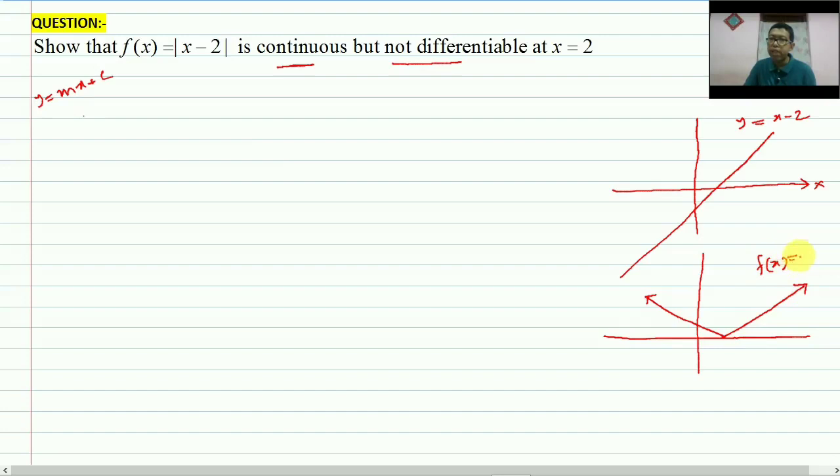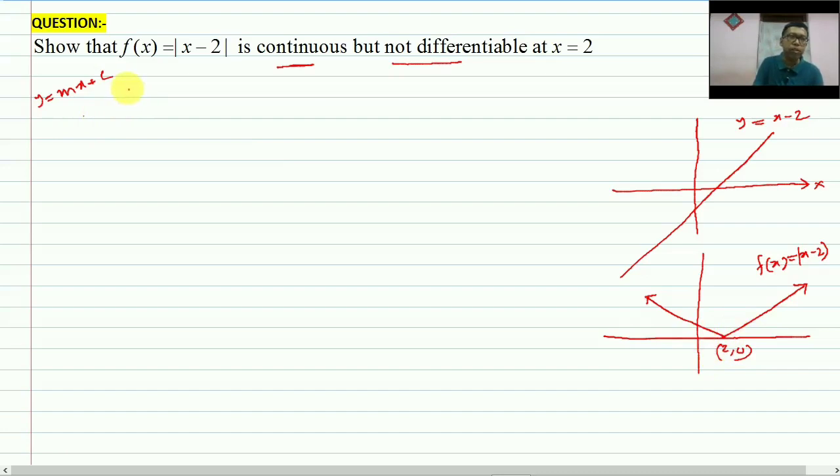This is the given function f of x is equal to modulus of x minus 2, and obviously you see that you can draw this graph without lifting your pen, so the function is continuous everywhere on R. But since there is a corner at the point (2, 0), the function is obviously not differentiable at this corner, at x is equal to 2. After just observing this graph you can conclude this, but mathematically you have to show it.